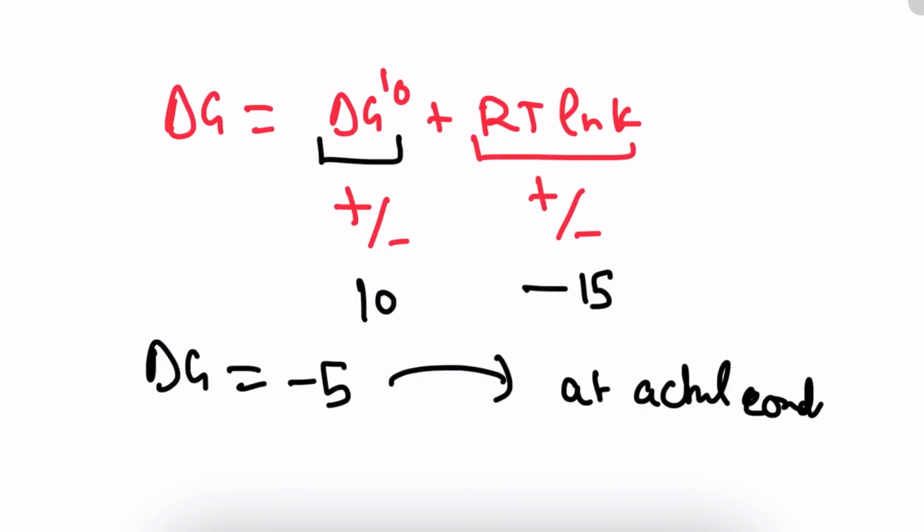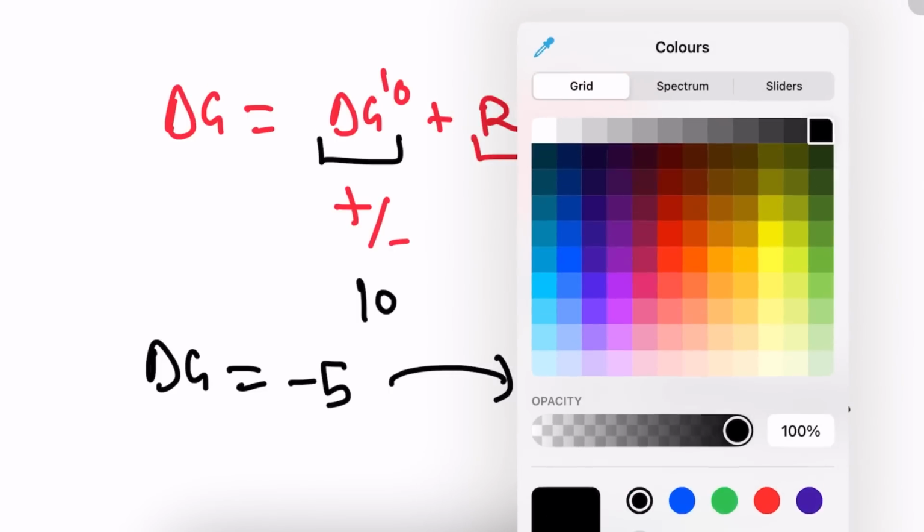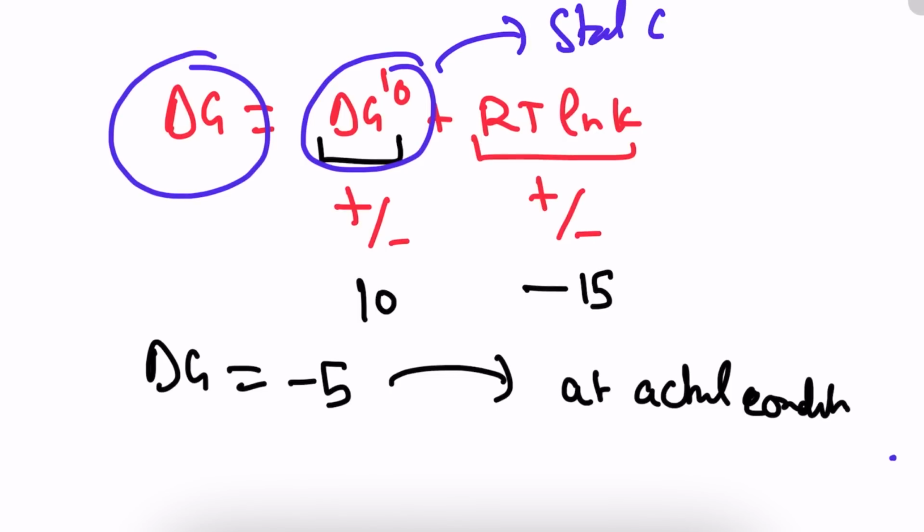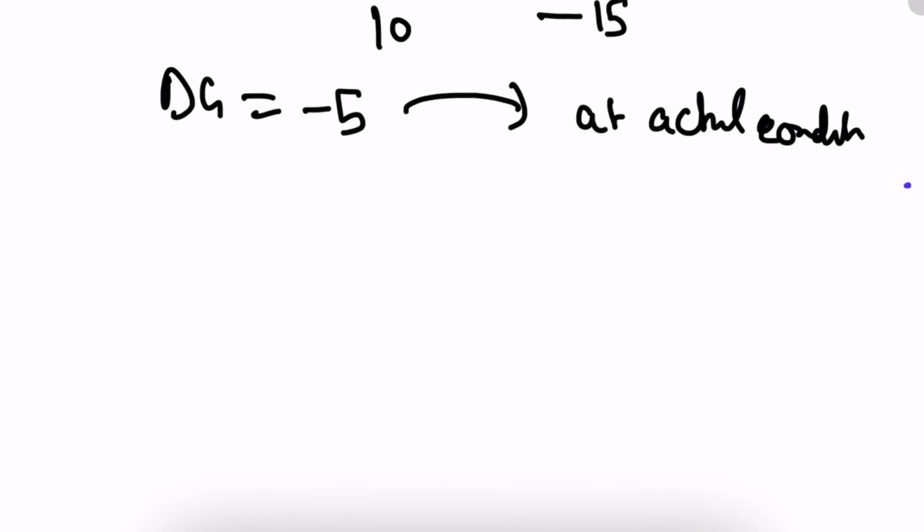Now keep in mind, for any reaction, delta G is going to decide whether the reaction will proceed in the forward direction or reverse direction, not the value of delta G prime naught. Delta G prime naught tells you whether the reaction is spontaneous or non-spontaneous at standard condition, but delta G tells you whether the reaction is spontaneous or non-spontaneous at actual condition. Now I also want to tell you one important point.